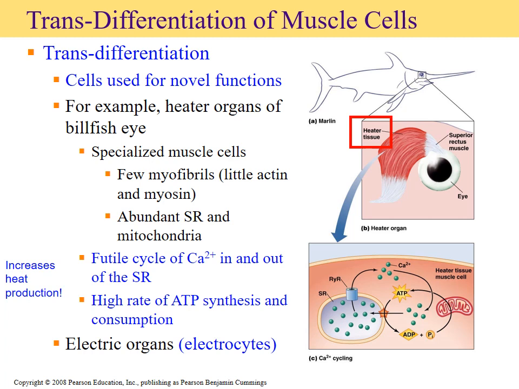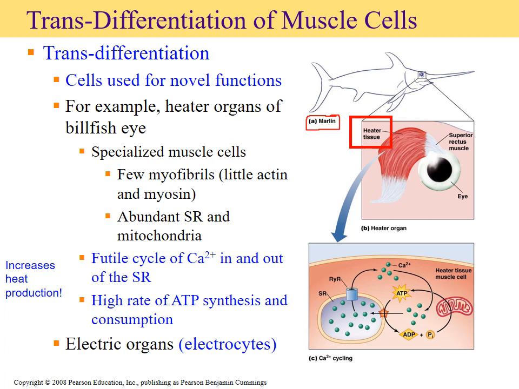So for instance, on this example right here, you can see that they've drawn a marlin for you. And the reason they've done that is because we see that in the eye of the marlin, they will have muscles that will serve as a heater tissue. And these muscles, we're not as concerned with getting them to contract and relax, but what we do want them to do is respond to excitation by creating a vicious cycle where calcium goes in and out of the sarcoplasmic reticulum.